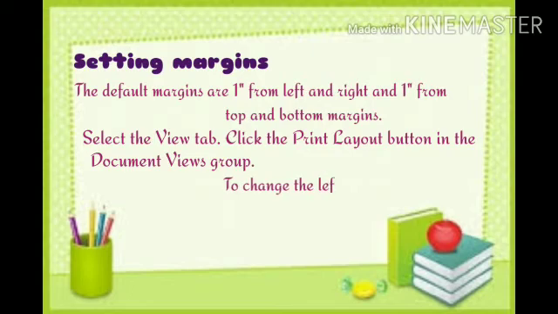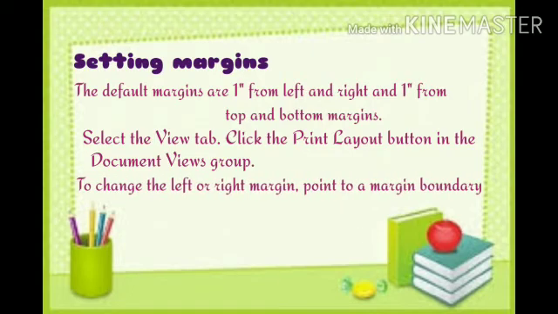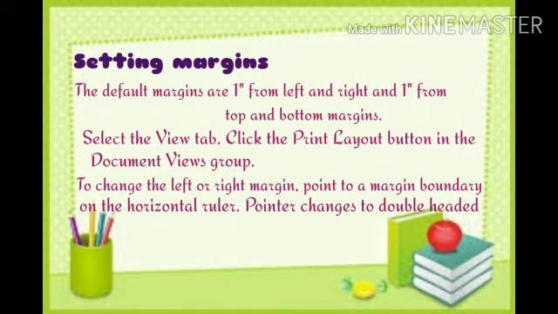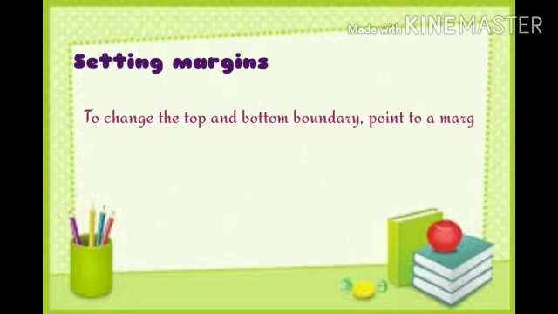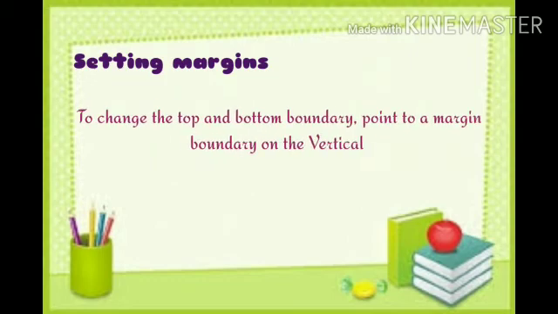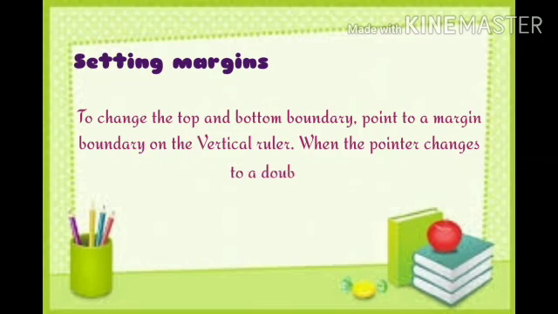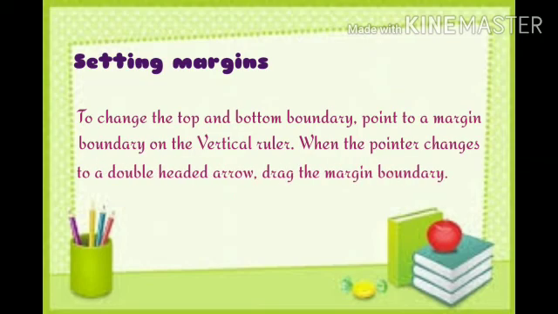Select the View tab, click the Print Layout button in the Document Views group. To change the left or right margin, point to the margin boundary on the horizontal ruler. When the pointer changes to double-headed arrow, drag the margin boundary. To change the top and bottom boundary, point to the margin boundary on the vertical ruler. When the pointer changes to double-headed arrow, drag the margin boundary.